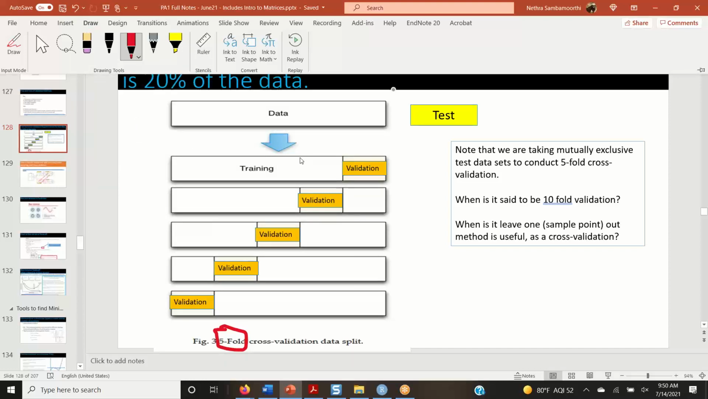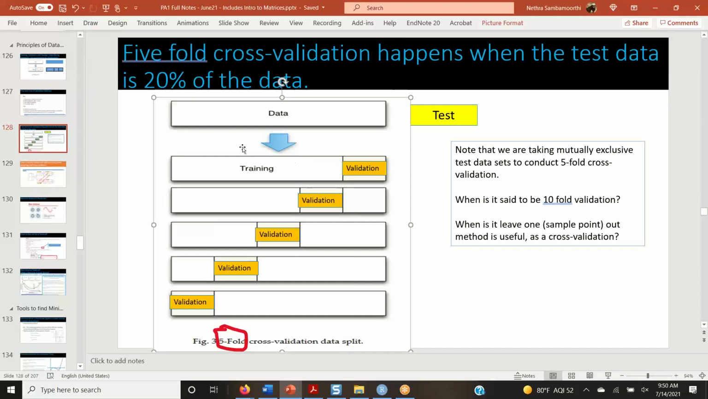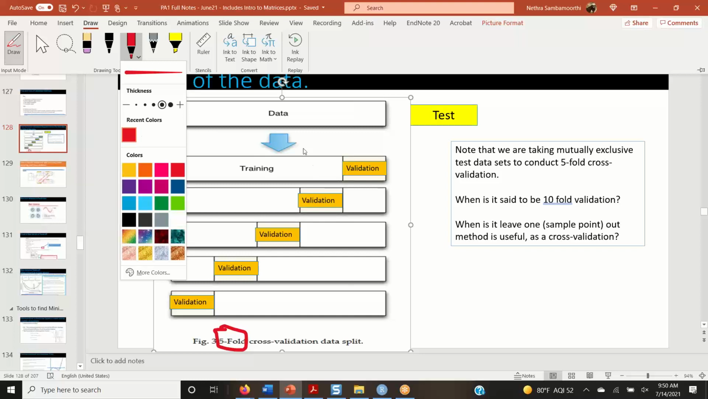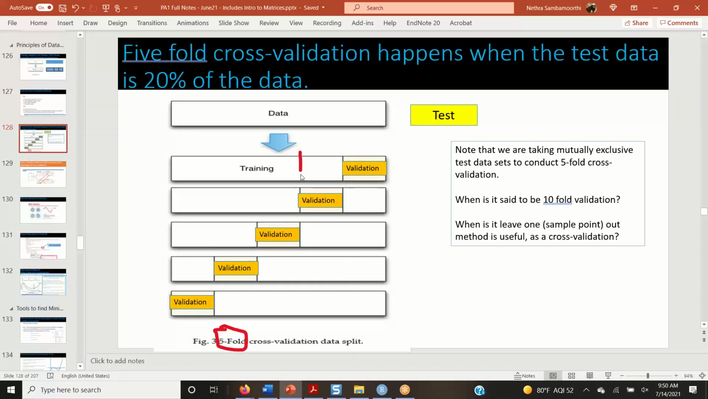So I create this. This is another 20%, right? So this is 20%, this is 20%, this is 20%, this is 20%, this is 20%. So 5-fold means I need 5 parts here, which can happen only with 20%. 10-fold means I want 10 parts here, which can happen only if it is 10% validation, right?